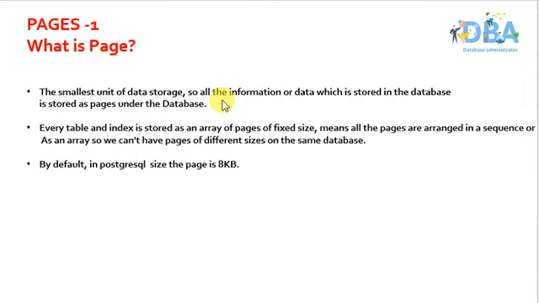Every table and index is stored as an array of pages of fixed size, meaning all the pages are arranged in a sequence or as an array. So you can't have pages of different sizes in the same database. And by default in PostgreSQL the size of a page is 8 KB.